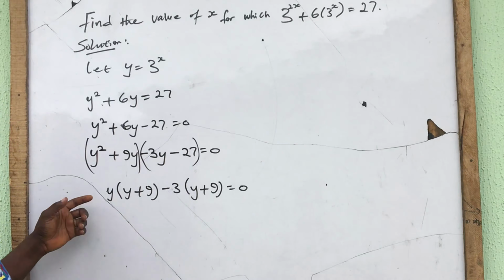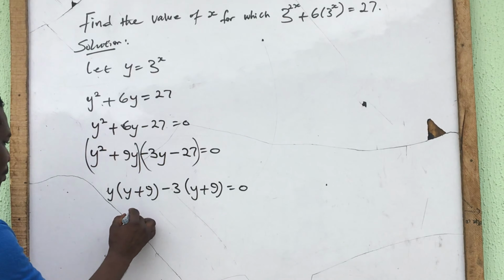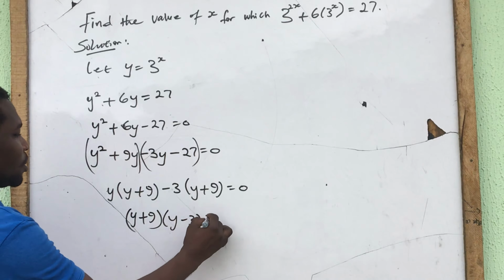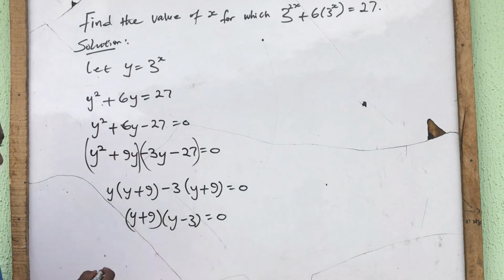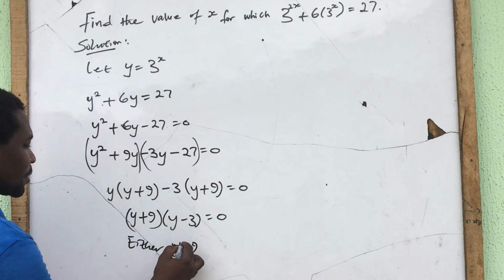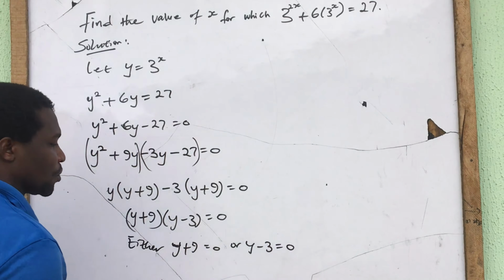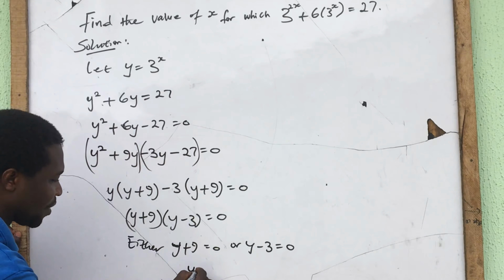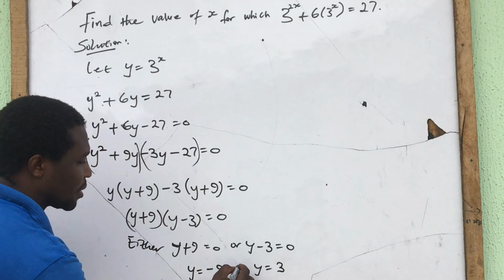If you look at this very well, this y plus 9 is common. So I'm going to factor this out. That's y plus 9 times y minus 3 equal to 0. So it's either y plus 9 equal to 0 or y minus 3 equal to 0. From there now, you can know the value of y. So y now equal to minus 9 or y equal to 3.